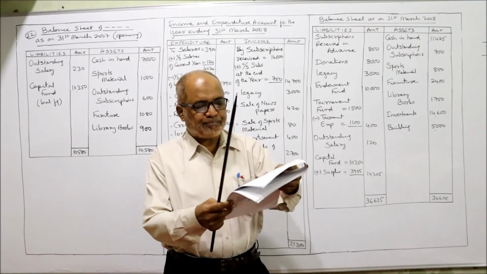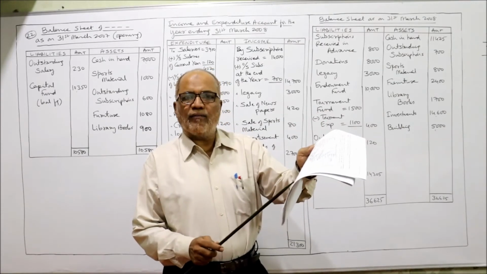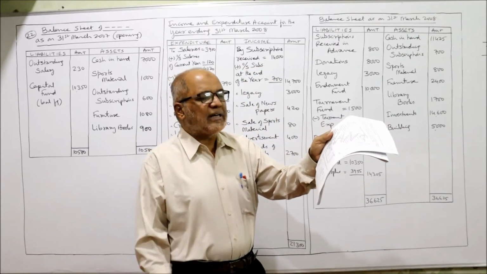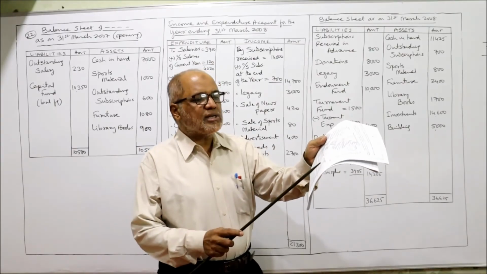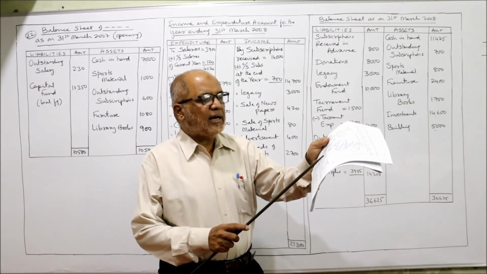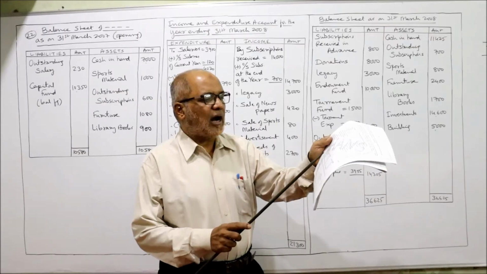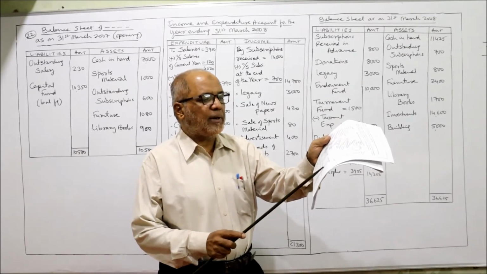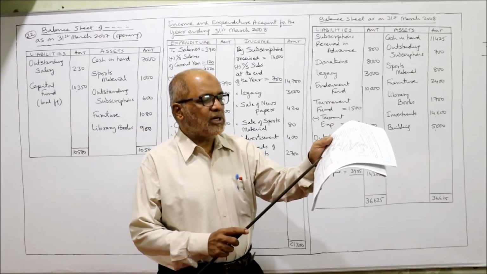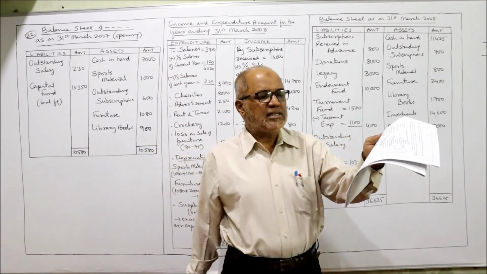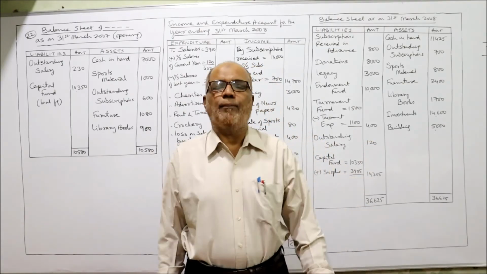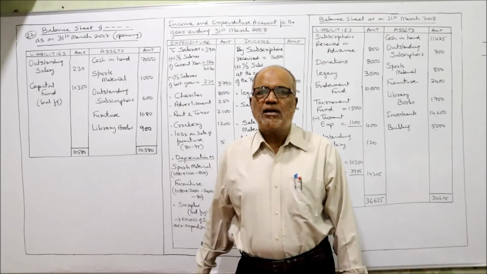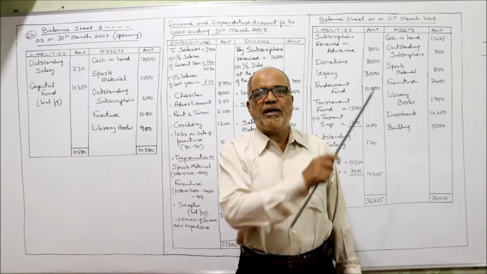Now additional information. Beginning of the year, end of the year. 31st March 2007, 31st March 2008. Sports material. Beginning of the year 1000, end of the year 800. Outstanding subscription 600, 700. Outstanding salary 230 and 120. Furniture opening closing. Library books opening closing. Donations and half of the legacies are to be treated as capital income. So specifically information is given. Donation should be capitalized and half of the legacy should be capitalized.